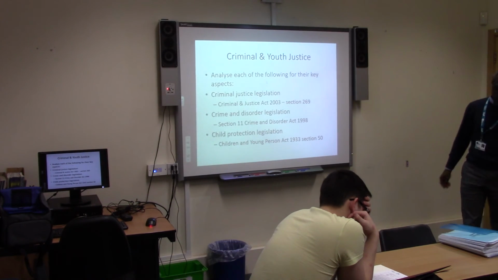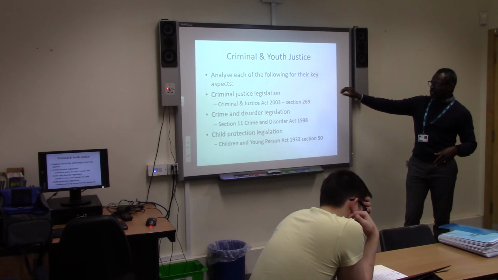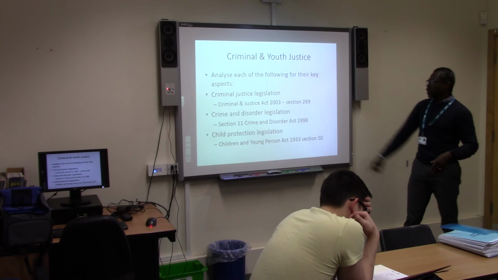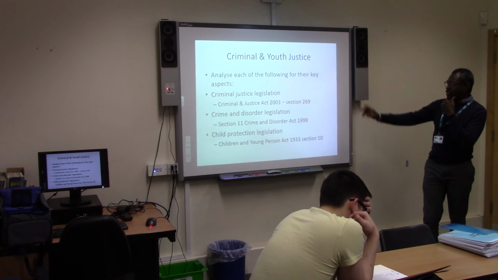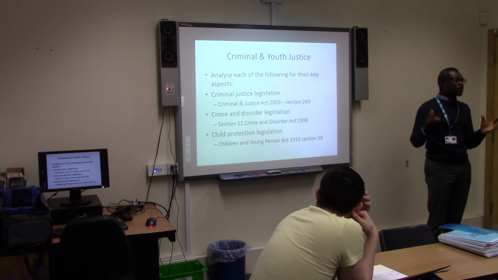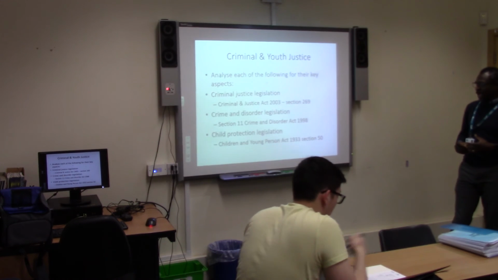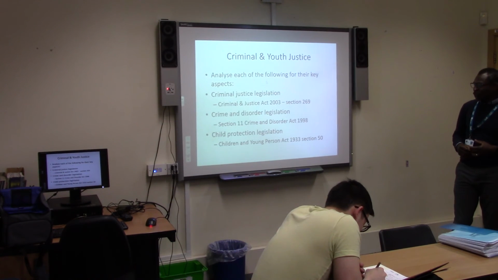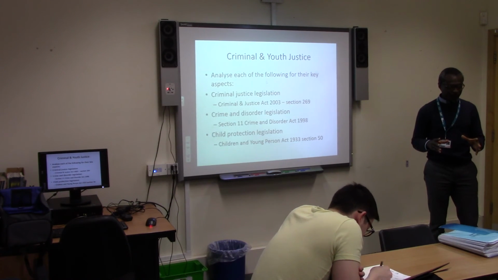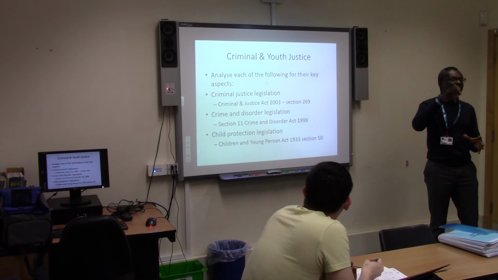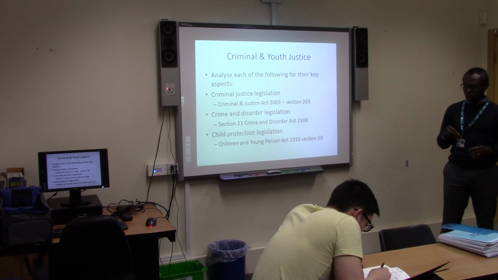Right, this bit's important. Again, you need your statute books or you need Westlaw. Analyse each of the following key aspects. So have a look at the Criminal Justice Act 2003, section 269. So what is the provision under section 269 of the 2003 Act? Have a look at section 11 of the Crime and Disorder Act 1998. What does that suggest? So all you're doing is identifying the provisions of those sections and explaining what they relate to.